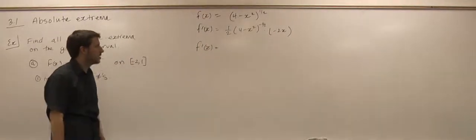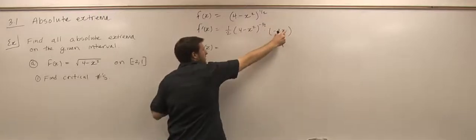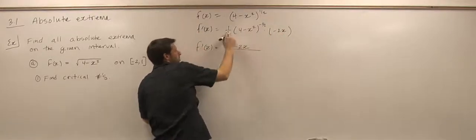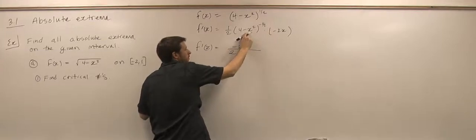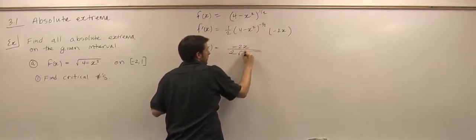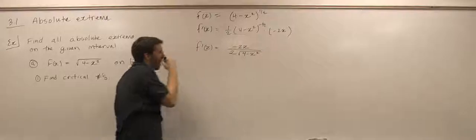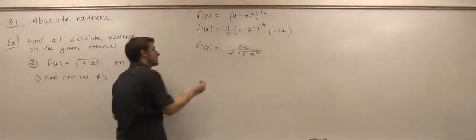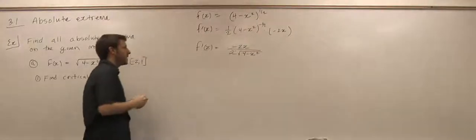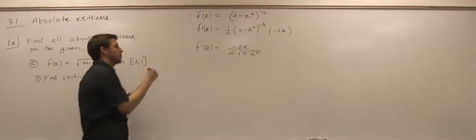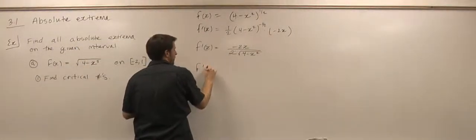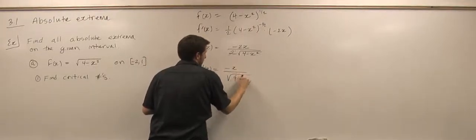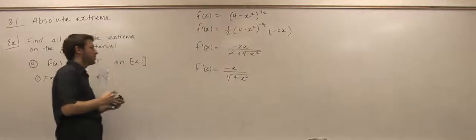Clean this up a little bit. The negative 2x is going to stay on top, but on bottom I'm going to have a 2 and a root 4 minus x squared. So then these 2's cancel, and I have negative x over the square root of 4 minus x squared. Beautiful.